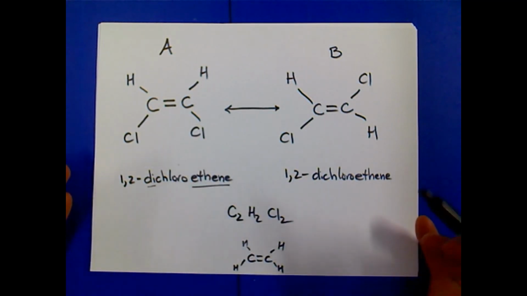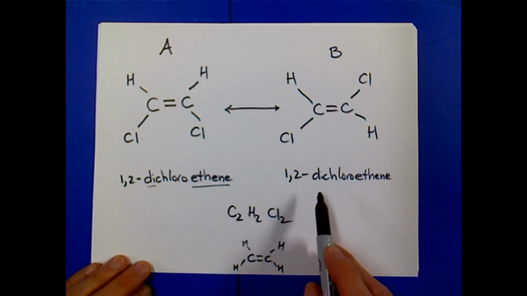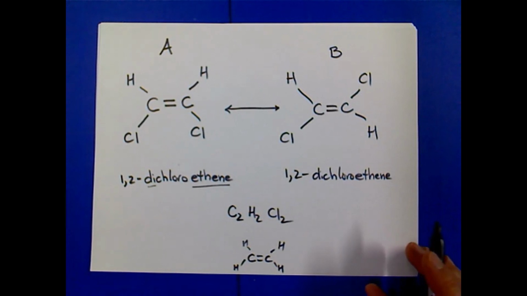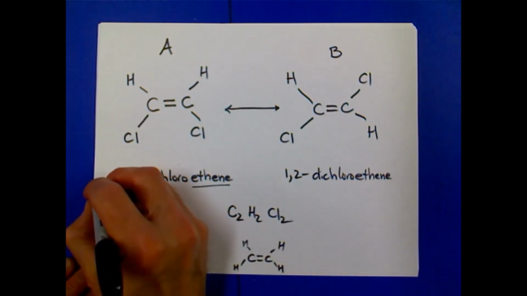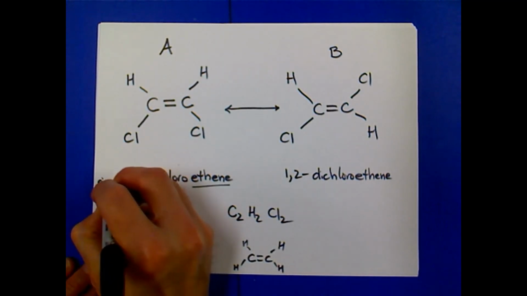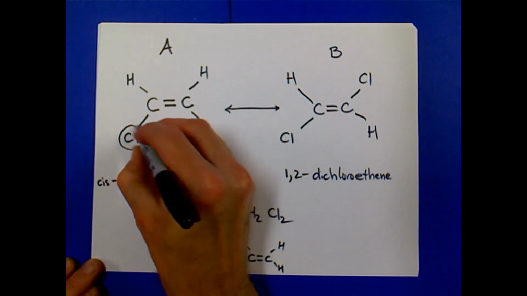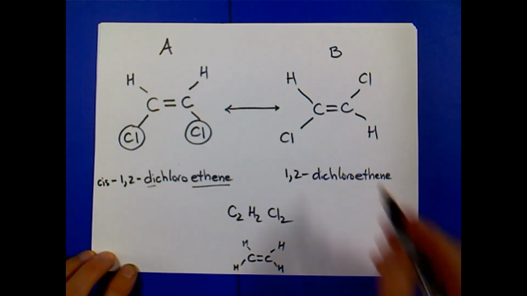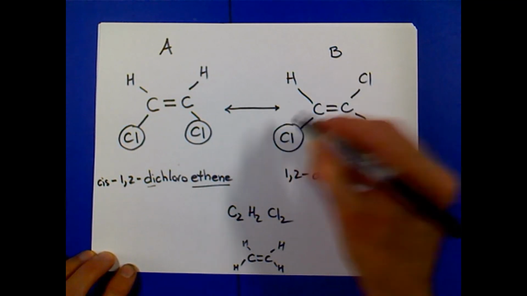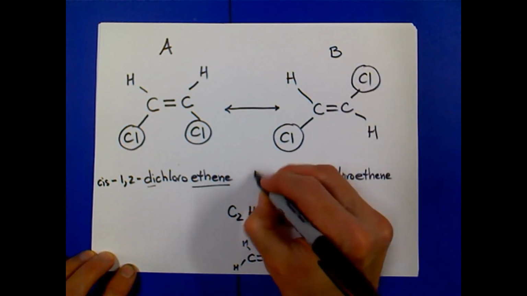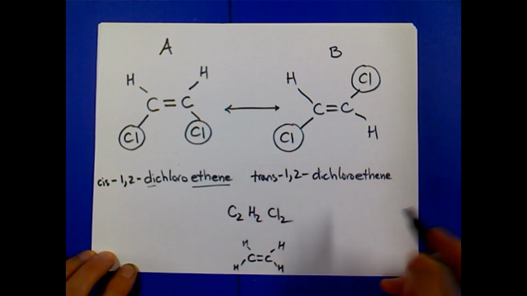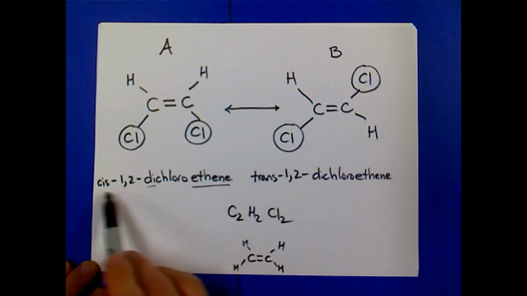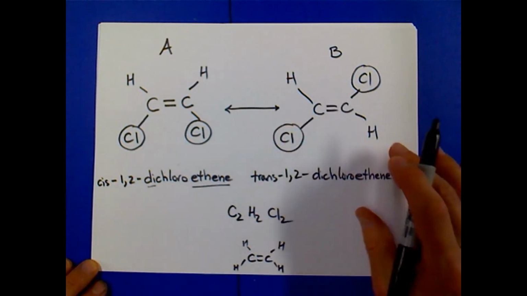Now, like I said, we can't just call both of these 1,2-dichloroethene because they're different molecules with different boiling points, melting points, and chemical properties. So what we do is we call this one the cis form, because the chlorine atoms are on the same side of the double bond, cis meaning same, and we call this one the trans form, because the chlorine atoms are on opposite sides of the double bond. And so we've given these different names to indicate that they're different molecules.